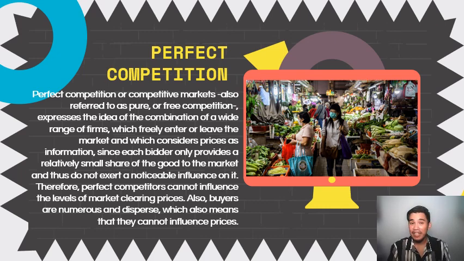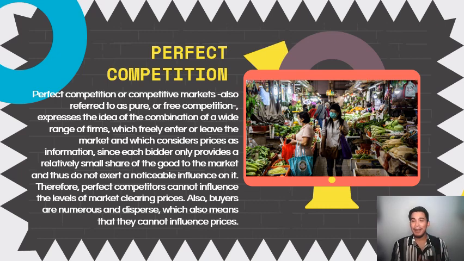So when we say perfect competition, this is also called competitive markets, also referred to as pure or free competition. Expresses the idea of the combination of a wide range of firms which freely enter or leave the market and which considers prices as information, since each bidder only provides a relatively small share of the good to the market and thus do not exert a noticeable influence on it. Therefore, perfect competitors cannot influence the levels of market clearing prices. Also, buyers are numerous and dispersed, which also means that they cannot influence prices.